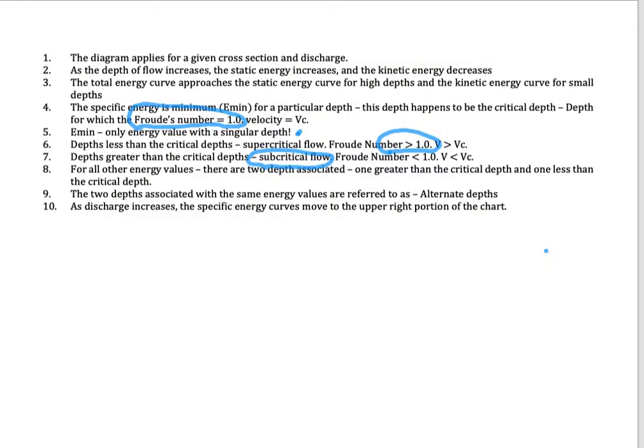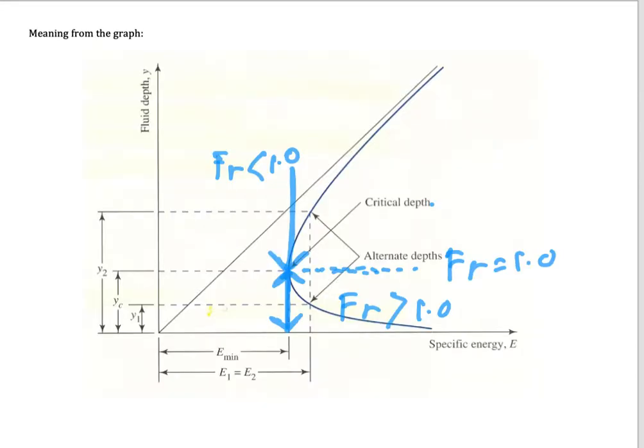Okay. So for all other energy values, there are two depths associated, one greater than the critical depth and one less than the critical depth. The two depths associated with the same energy value are referred to as alternate depths. So this is the definition of the alternate depths. As discharge increases, the specific energy curve moves to the upper right portion of the chart. So if the flow rate is increased, the depth becomes higher and higher, so it will move to the upper right portion, which is here.